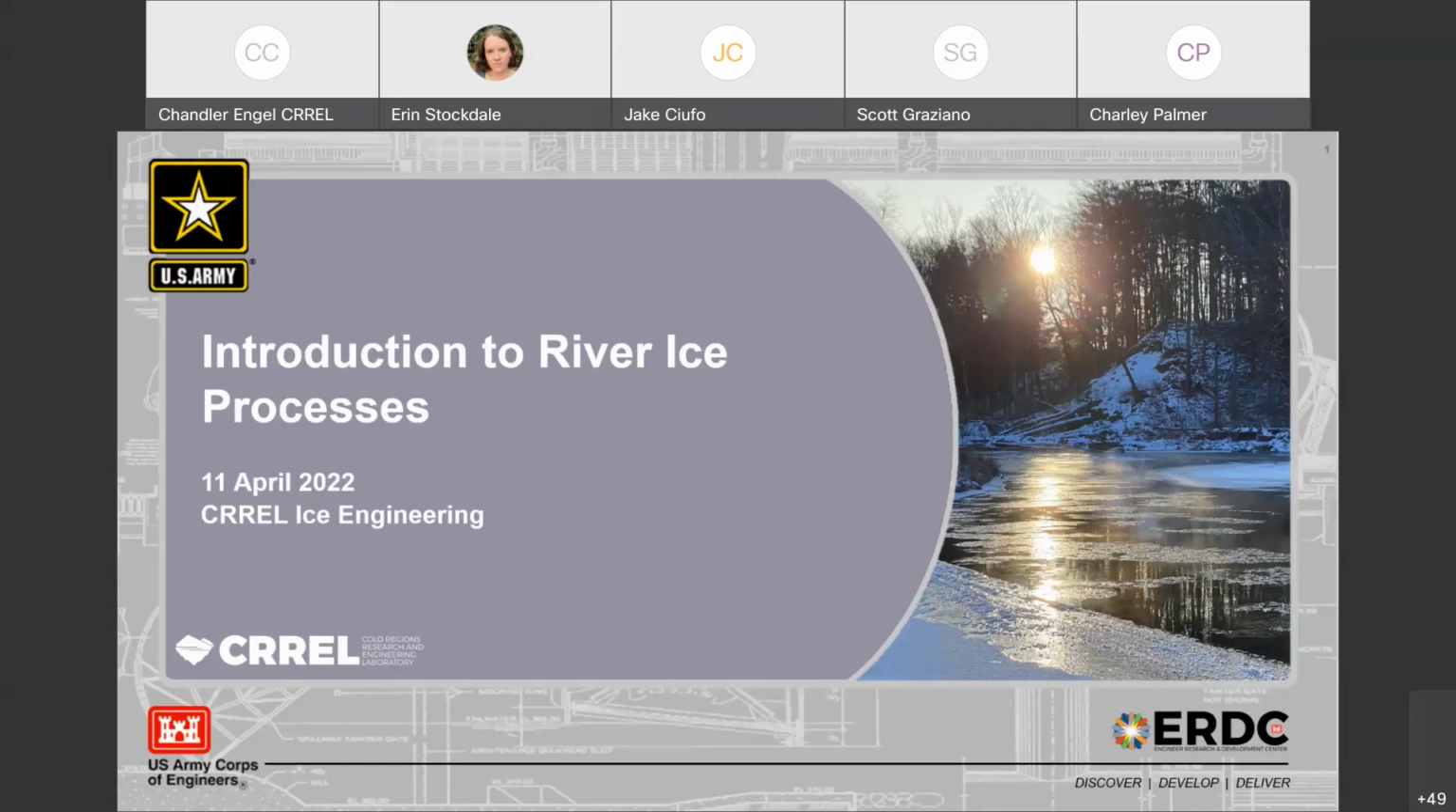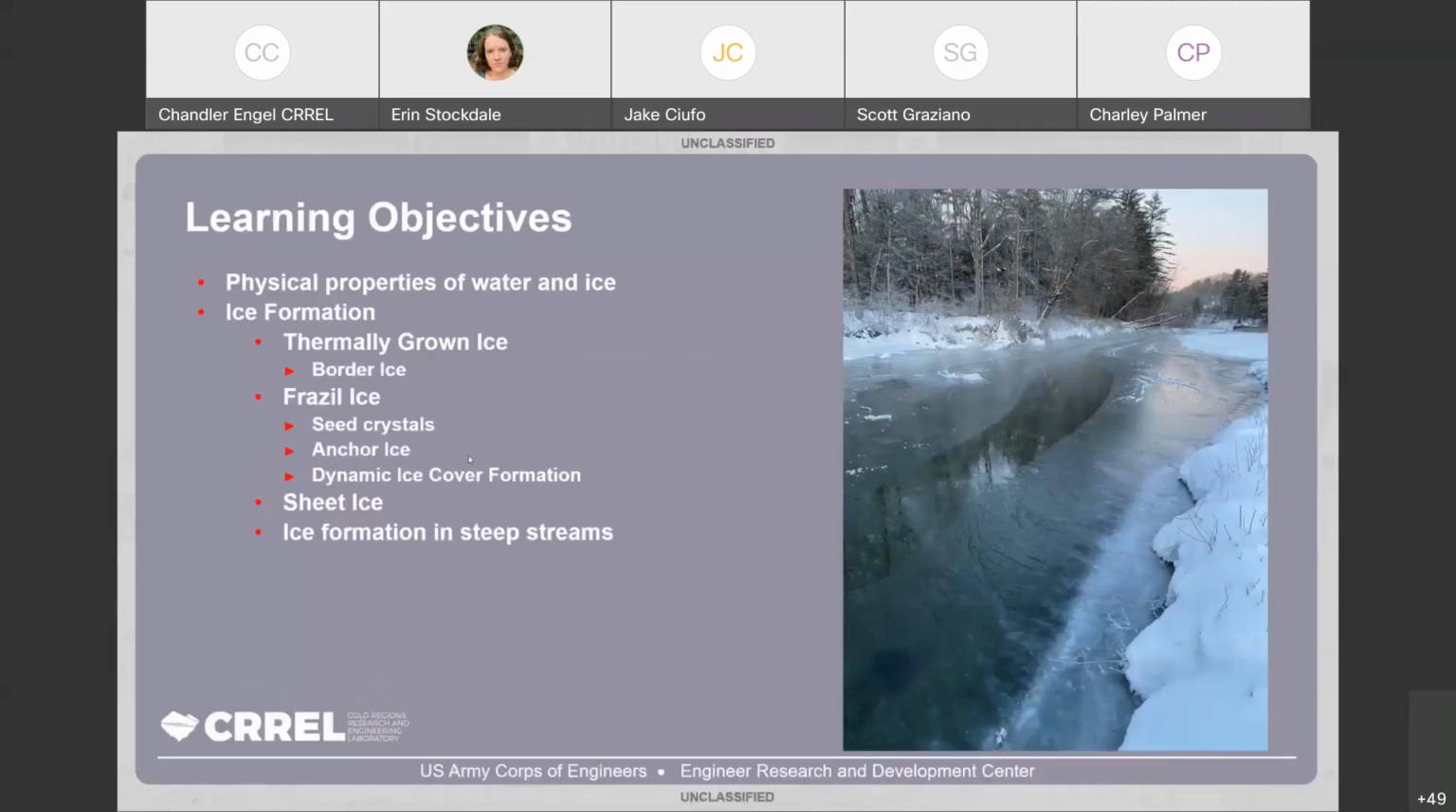I'll just kick it off and talk about an introduction to river ice processes. So in this section, we're going to start with the physical properties of water and ice.